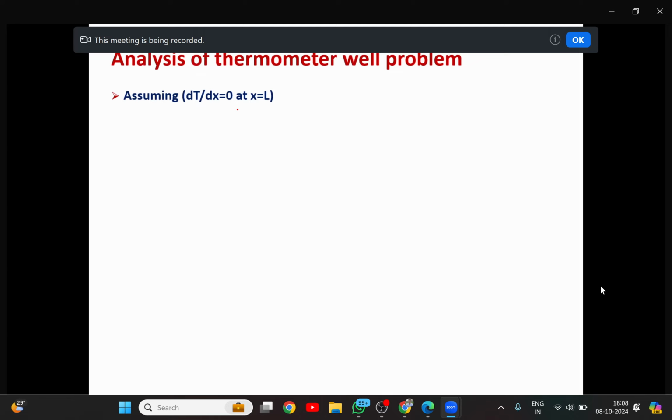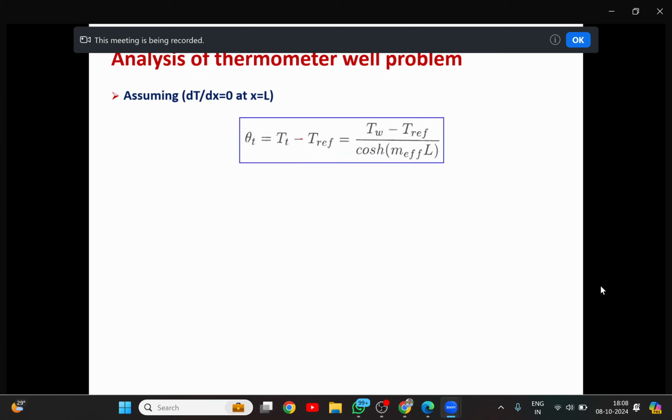If you use this condition, then you can get a solution to this equation, which says that theta at the tip, which is basically the temperature at the thermocouple tip minus the reference temperature, is going to be the wall temperature minus the reference temperature, divided by cosh of the effective fin parameter times the length of the cavity.